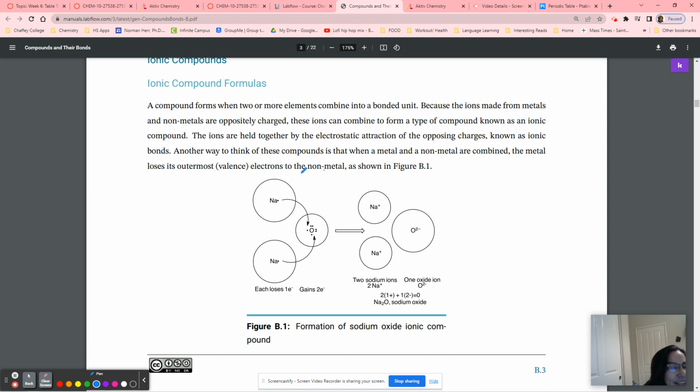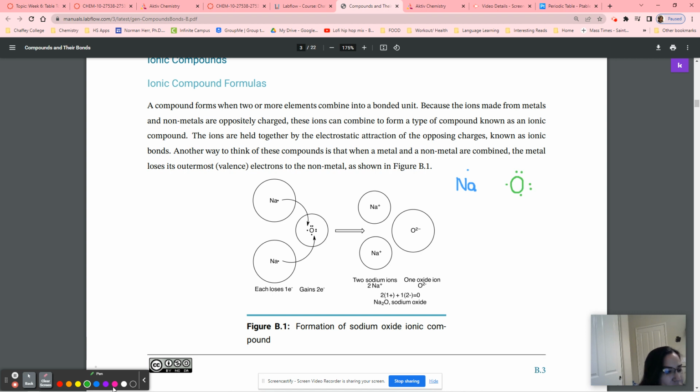Sorry. All right, so when we combine things together, remember we had a sodium metal and it had 1 valence electron. And then we're going to have an oxygen and it's going to have 6 valence electrons.